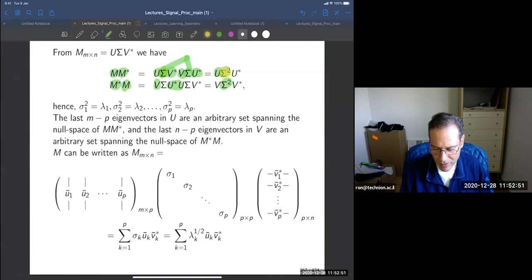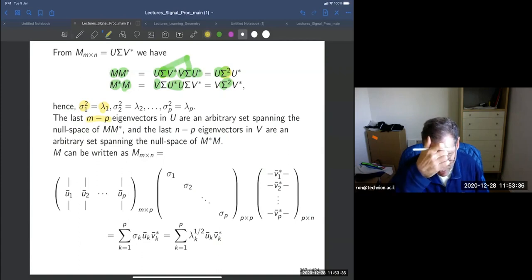And now we have the relation between the sigmas and the singular values. What we see is that each and every singular value is in fact equal to the eigenvalue. So in order to get the singular values we need to take the square root of the eigenvalues. And there is ambiguity here that we will deal with later on. There is sign ambiguity, and in fact, it is even worse than sign ambiguity. It is rotation in the complex space. In both cases, the last m minus p eigenvectors are an arbitrary selection. It's just setting them as an arbitrary subspace that we would like to explore.